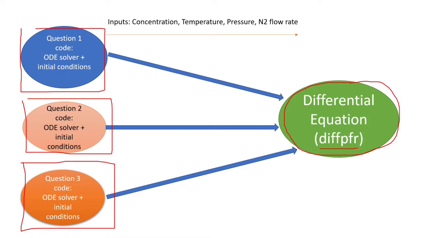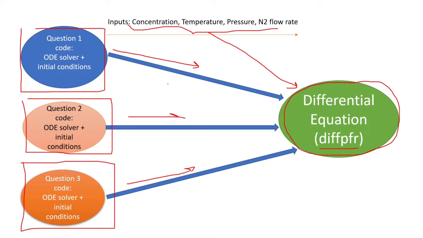We'll call it diffpfr, and the arguments for this function will be the concentration, temperature, pressure, and the nitrogen flow rate, which we'll get from question 1, question 2 and question 3. As we all remember, these things are different in each question, but what's common is that we have a system of differential equations that's common between all these three questions. So let's move on to the MATLAB environment, and we'll see every question one by one.